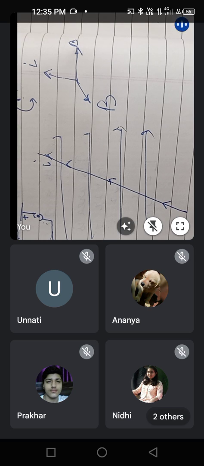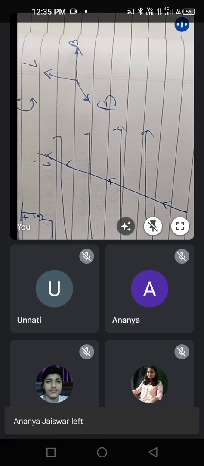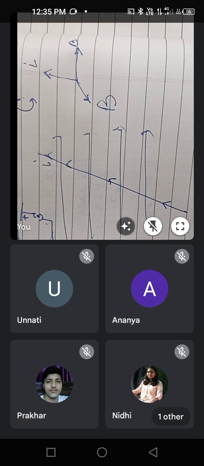If the forefinger points towards the direction of the current, the remaining fingers in the direction of the magnetic field, then the thumb points towards the direction of the force. This is called Fleming's left hand rule. Okay.